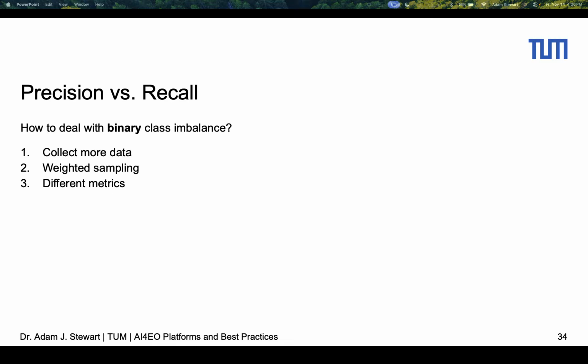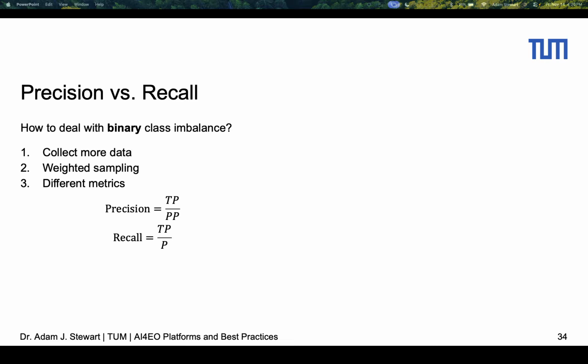And then the third option, which is what I'm going to teach you now, is different metrics that deal with binary class imbalance better. So the first one is precision. This is the ratio of true positives over predicted positives. This tells you if I predict positive, how likely is it that it is positive? That is a useful measure. We're completely ignoring false negatives. We're completely ignoring true negatives.